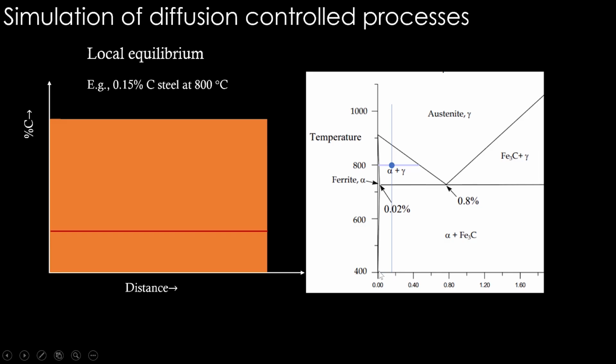This is much less than 0.15, 0.02, something like that. And for gamma, it is pretty high, beyond 0.4. So this is how the compositions of two phases will change. But as alpha forms, what should be the composition of alpha and gamma at the interface? At the interface, alpha and gamma are touching each other, right? It means they cannot have any other composition than the ones that are indicated by the tie line.